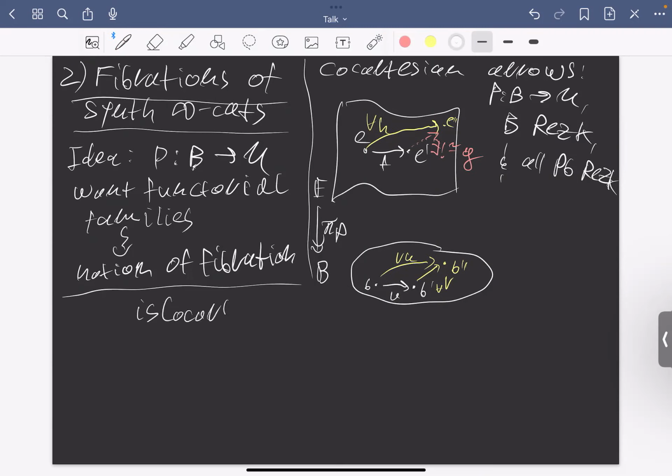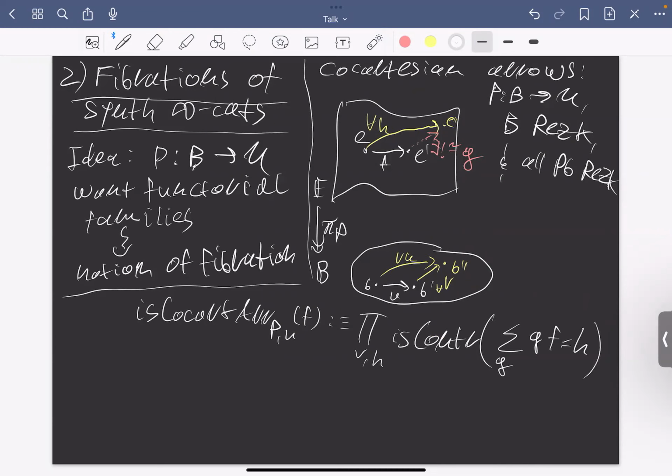So formulating that an arrow f in the family P over an arrow u is co-Cartesian amounts to saying, for all v like that and for all h, and I'm being sloppy here to save time, the type of g such that g composed with f is h is supposed to be contractible, which corresponds to the demanded uniqueness of the filler.